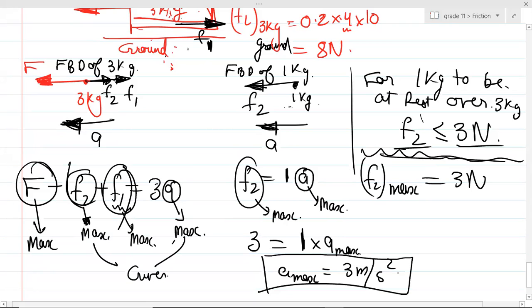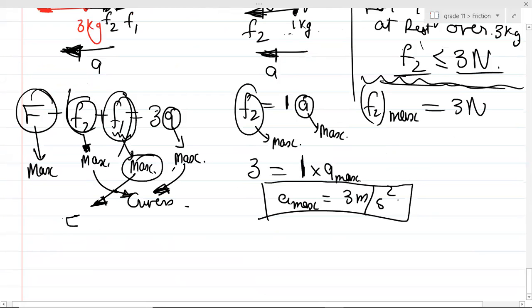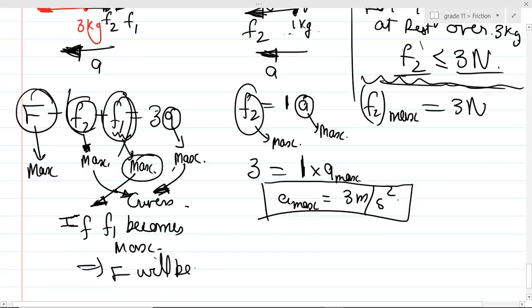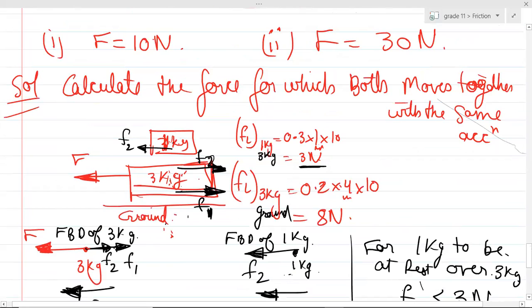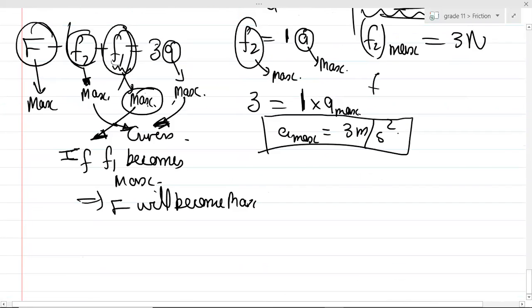These two are given according to this condition. If F1 becomes the max, then even F will become max. So this is the logic we applied. If we make this F1 maximum, then this F will be the maximum, the ultimate capital F which we want. So what was the maximum value of F1? Can anyone tell me what is the maximum value of F1?